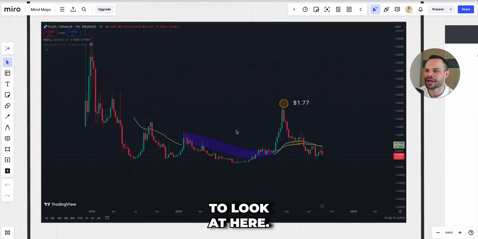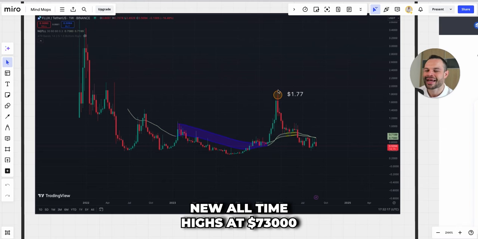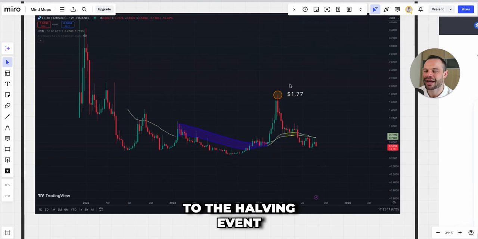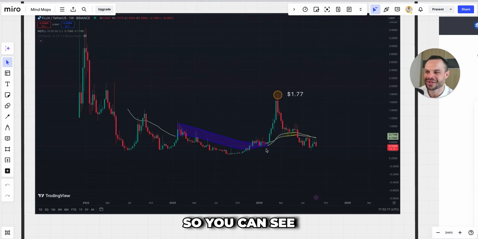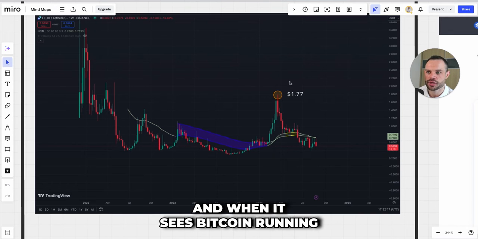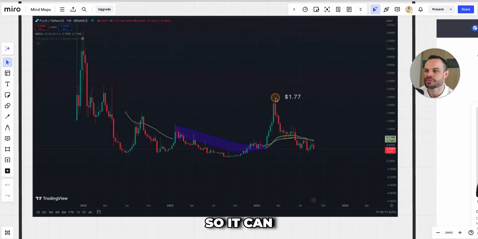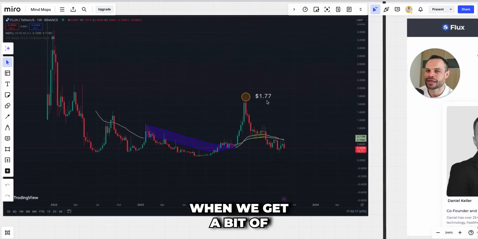A couple of other things to look at here. Again, more recently, when we saw a run with altcoins in the aftermath of Bitcoin putting in new all-time highs at $73,000 just prior to the halving event this year, we saw Flux get all the way up to $1.77. So you can see how this thing can run when we get a bit of momentum, and when it sees Bitcoin running higher, Flux can really run off the back of that and went from prices down here around the 40 cents level all the way up to $1.77 in a matter of about 2 months' time. So it can definitely run when we get a bit of momentum.